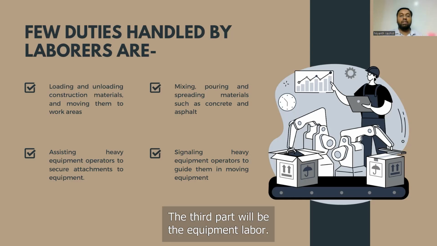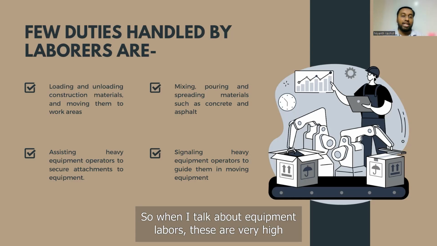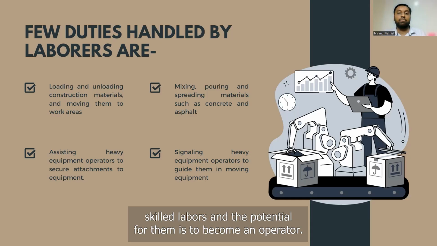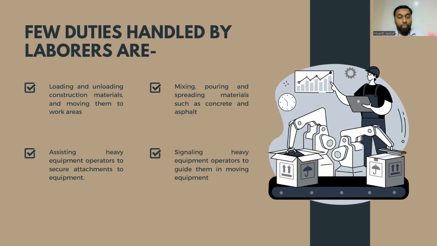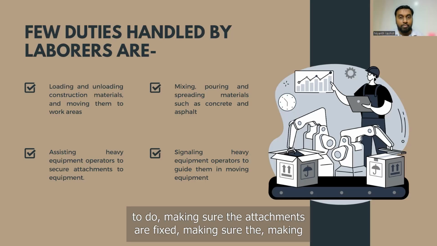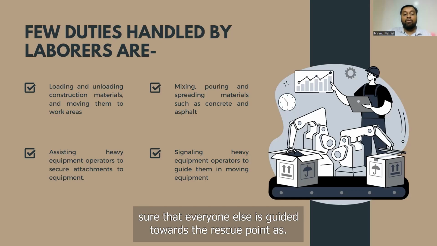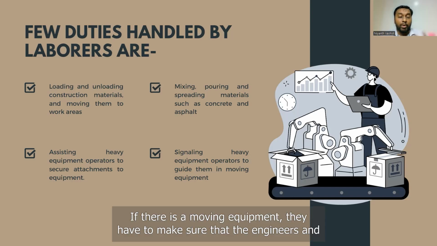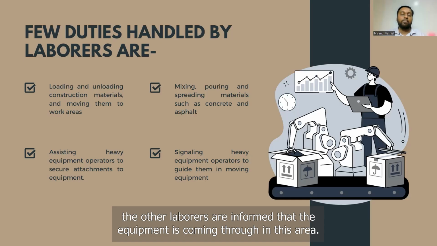The third part will be the equipment labors. So when I talk about equipment labors, these are very high skilled labors, and of course, the potential for them is to become an operator. The first kind of work is assisting the operators about what to do and what not to do, making sure the attachments are fixed, making sure the bolt nuts are on point, making sure that everyone else is guided towards the rescue point as well. So if there is a moving equipment, they have to make sure that the engineers and the other laborers are informed that the equipment is coming through in this area.